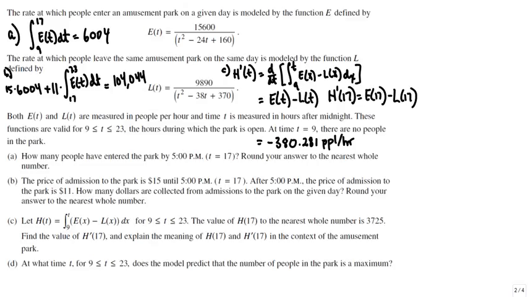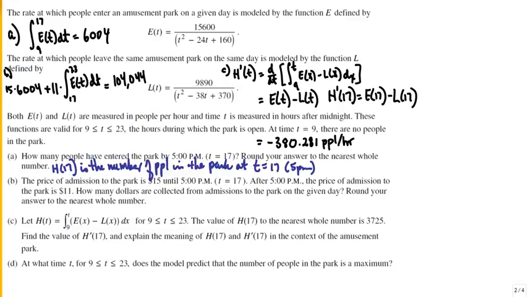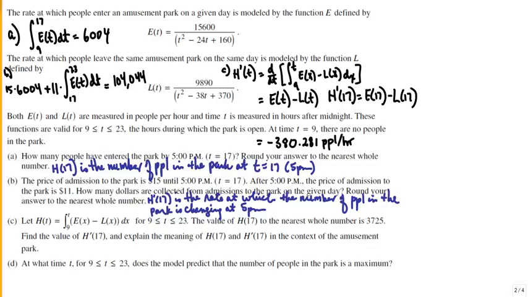Well, h of 17 is going to give us the number of people in the park at time t, and in this case, t equals 17, which is at 5 o'clock. So if h of 17 is the number of people in the park, h prime of 17 is the rate at which the number of people in the park is changing at 5 p.m. So h prime of 17, which turned out to be negative 380 people per hour, tells us that the number of people in the park is going down at a rate of 380 people per hour at 5 o'clock.